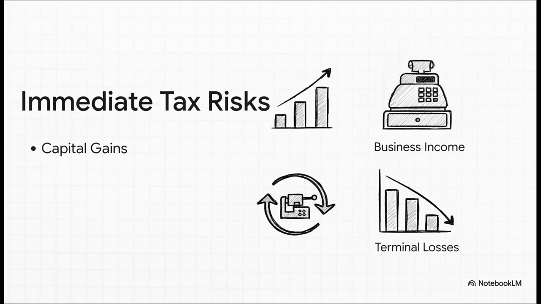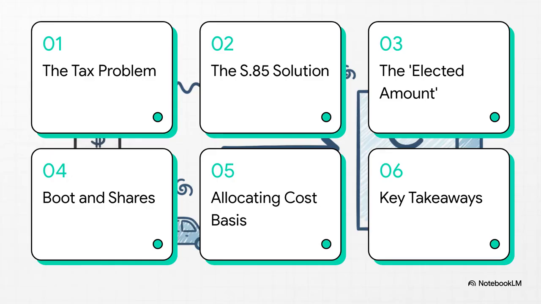So why is that a problem? Because that sale is automatically considered to happen at the asset's fair market value. So if an asset has gone up in value since you bought it, you could be looking at capital gains. If you're transferring inventory, that might be treated as business income. And for any depreciable property, you could trigger something called a recapture of the depreciation you've already claimed. All of this can create a huge immediate tax bill, even though not a single dollar of actual cash has changed hands. So how do we get around this?